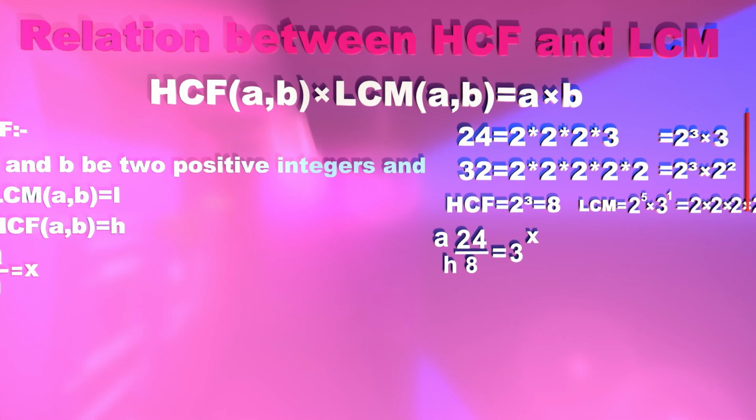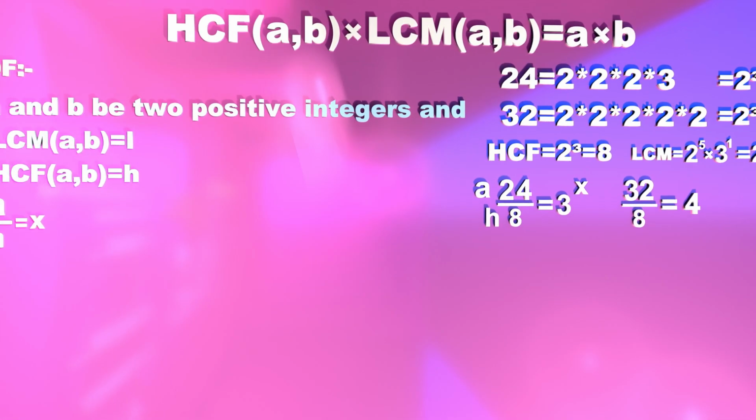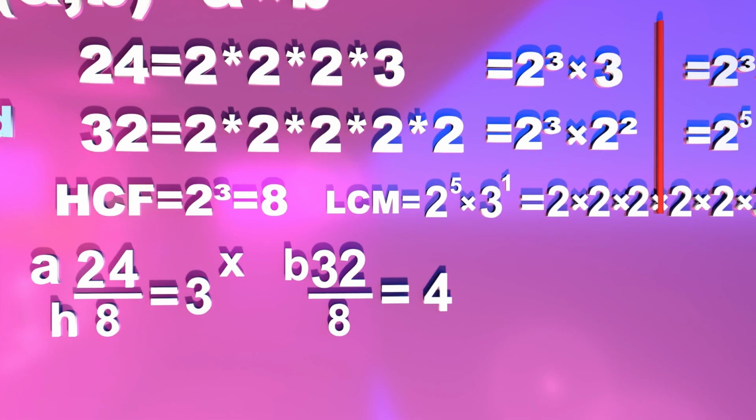Again we will take 32 and divide it by HCF means 8. This time we will get 4. Notice that 8 can be written as 2 into 2 into 2 and 4 can be written as 2 into 2. Means if we send 8 on other side, we will get 8 into 4, which we have already written above. Don't think about it. Now look at our theorem. Notice we have considered 32 as B and 8 as H, means HCF. Now let's assume 4 as Y.